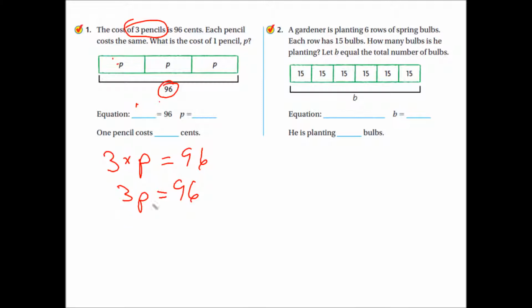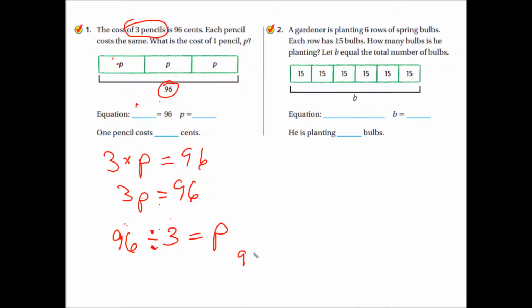So this is a multiplication problem. Well, you can also express it in another way. You can say that I start out with 96 and I divide it into 3 pieces, and each piece is going to be equal to the letter P. Okay, so now I have all my numbers on one side. It's much easier to see how to do it.